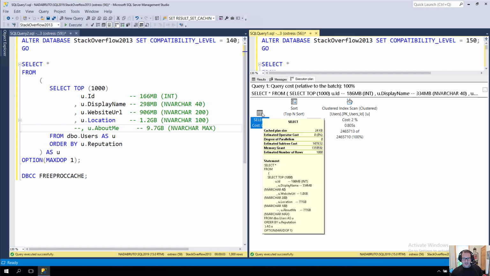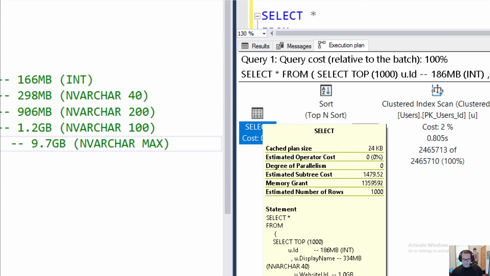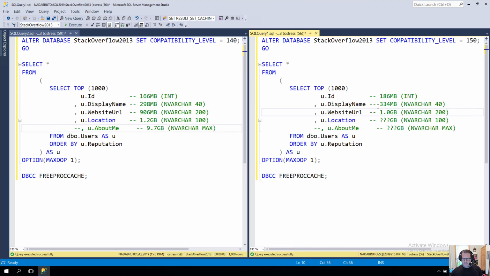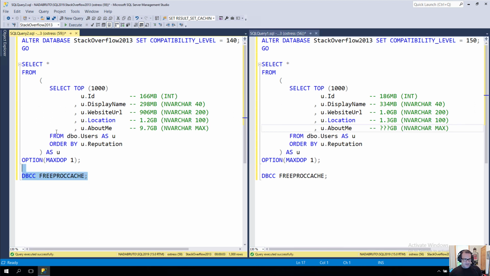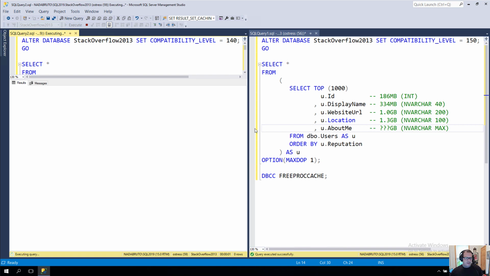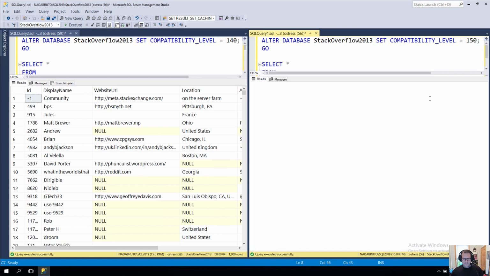SQL Server 2019 mode: 1.3 and a half gigs. So this went up a bit too. We'll say that one went from 1.2 to 1.3 gigs. Now this one asks for 9.7 gigs. That's nearly 10 gigs of memory to do this. So let's run this one, and this will run a little bit, and then we'll run this one.